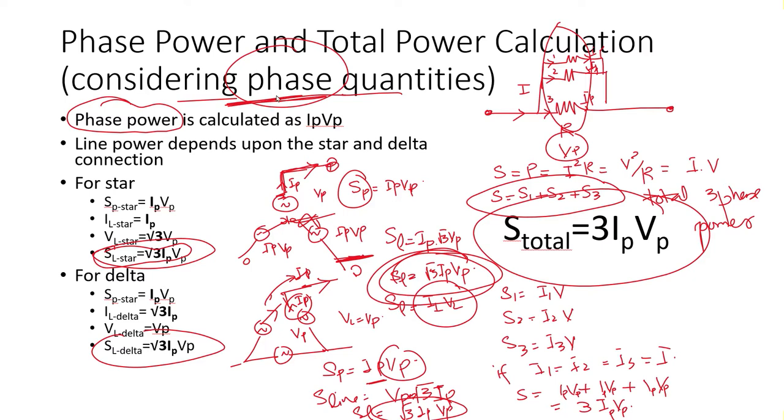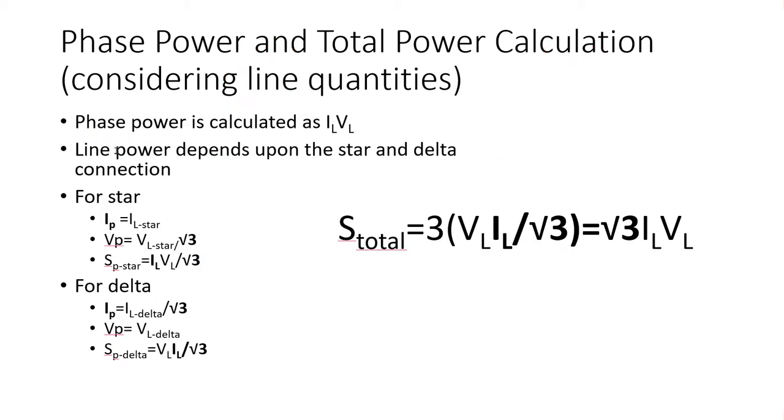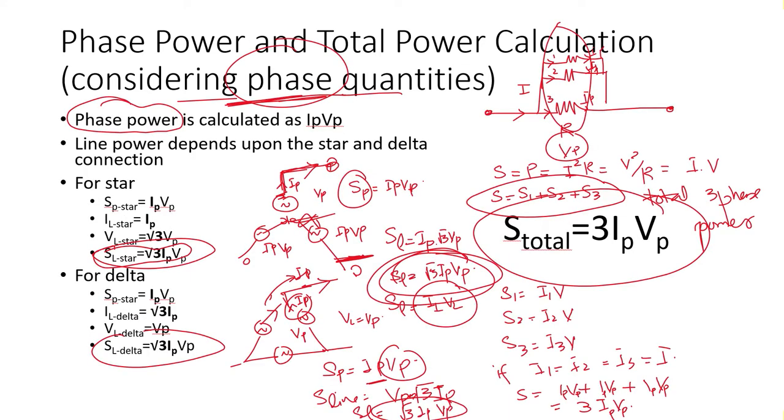Now what happens if we consider line as the base quantity? What is meant by base quantity? That the data that is given is about phase. So let's have an example on this.